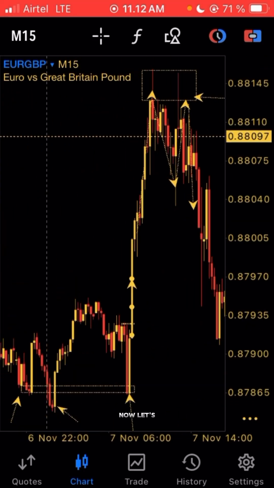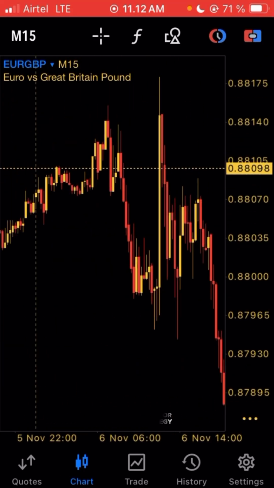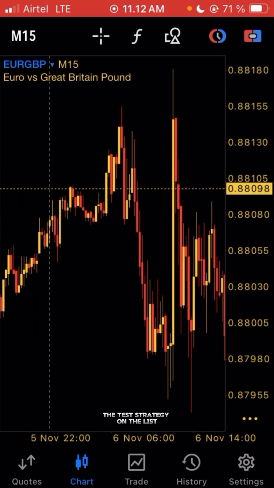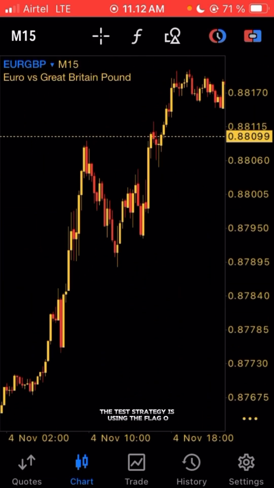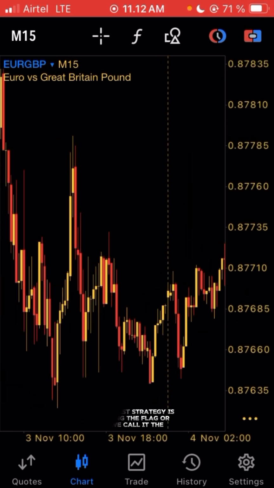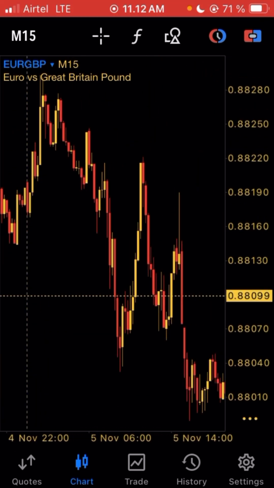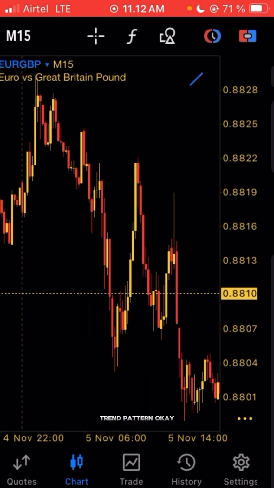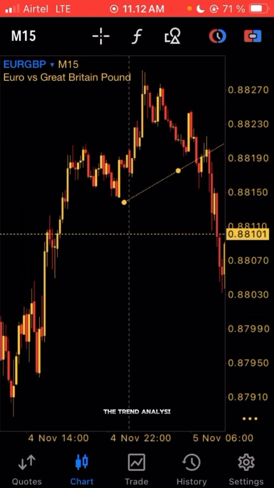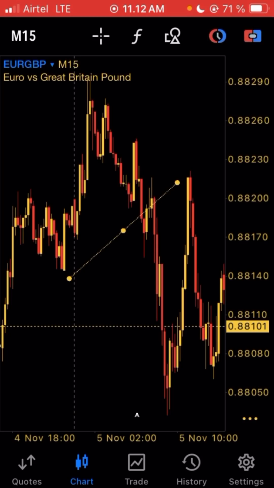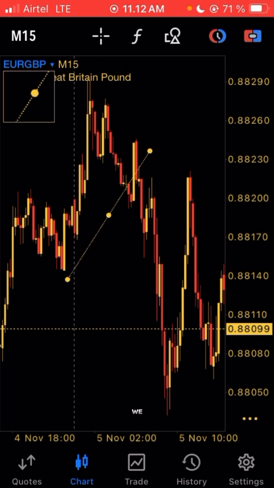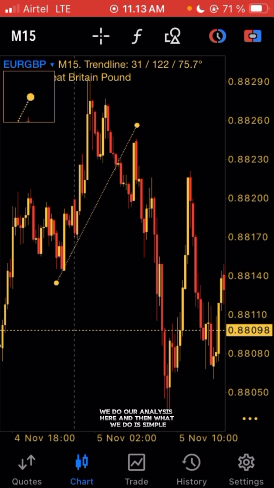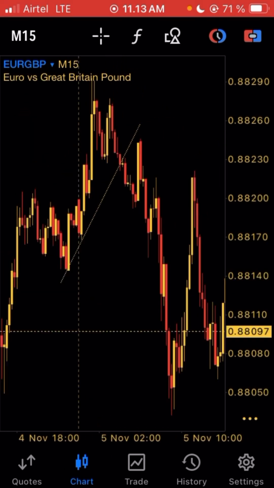Now let's look at the third strategy. The third strategy on the list is using the flag, or we call it the trend pattern. The trend analysis will tell you when to buy and when to sell. So in this case, let's draw here. For example, we do our analysis here, and then what we do is simple. We wait for the break.